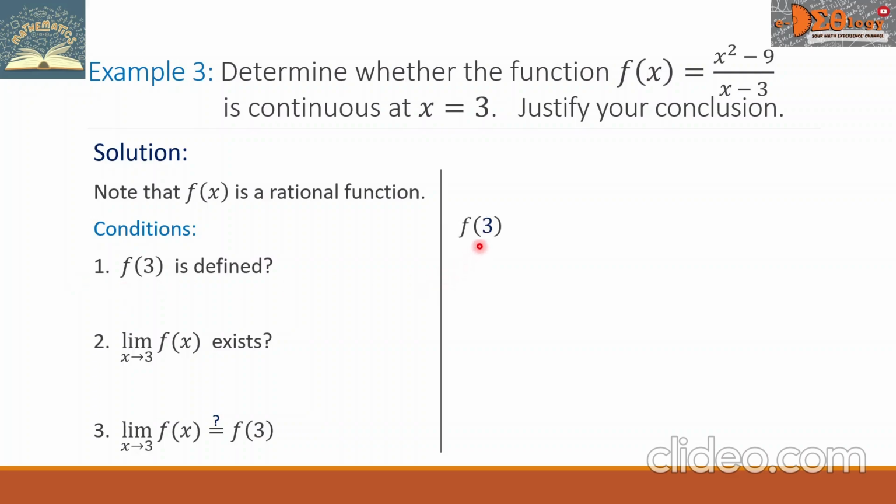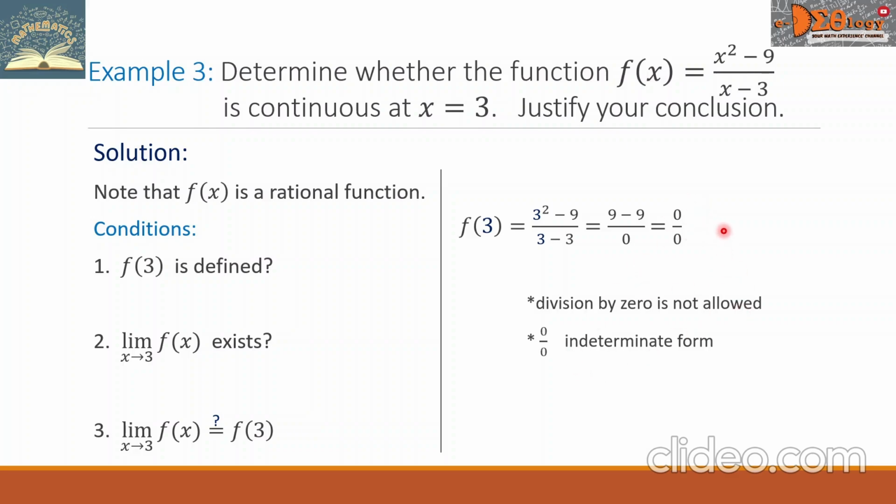Let us evaluate f of 3. This is our function. So we have 3 squared minus 9 all over 3 minus 3. Simplifying, we have 9 minus 9 all over 0, and then 9 minus 9 is 0 over 0. We can see that 0 is in the denominator. We say that division by 0 is not allowed. Also, 0 over 0 is what we call an indeterminate form. Now we say f of 3 is undefined.